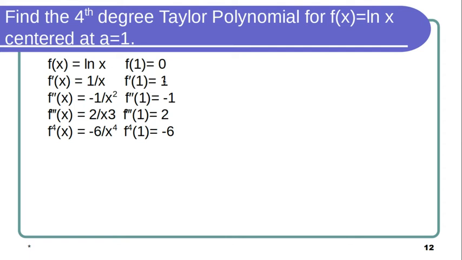So we plug 1 in, we get 0. We get 1. Plug 1 in here, we get negative 1. Plug in 1 here, we get positive 2. And if we plug in 1 here, we get negative 6.